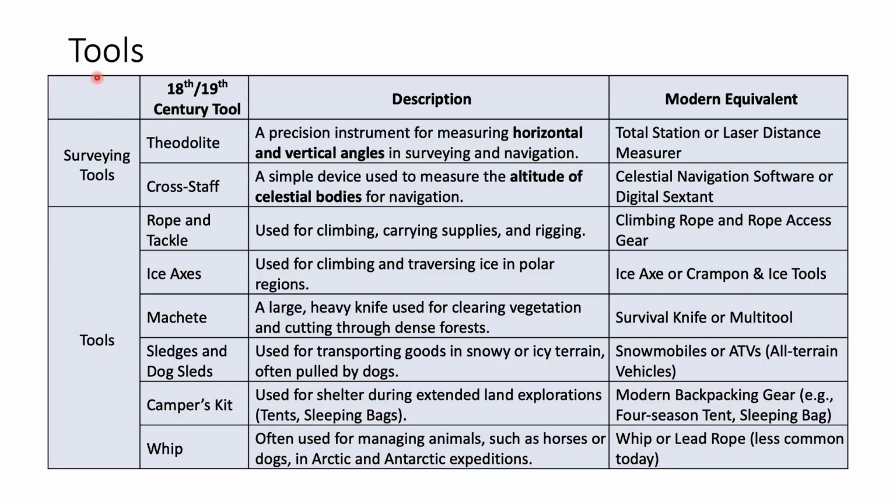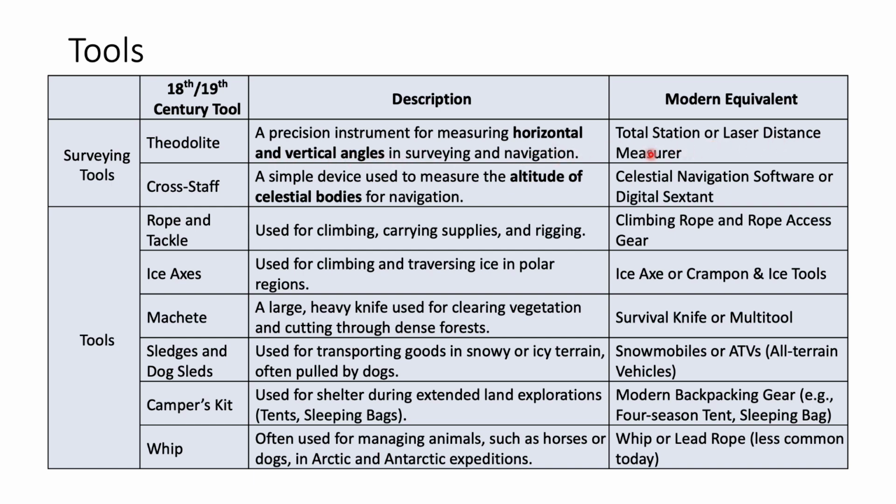And of course, a man cannot be traveling or exploring without tools. So there were various different tools used by the people. One is for surveying, another one for day-to-day activities. For surveying, the theodolite was the one which was used earlier. This instrument was used for measuring horizontal and vertical angles in surveying and navigation.